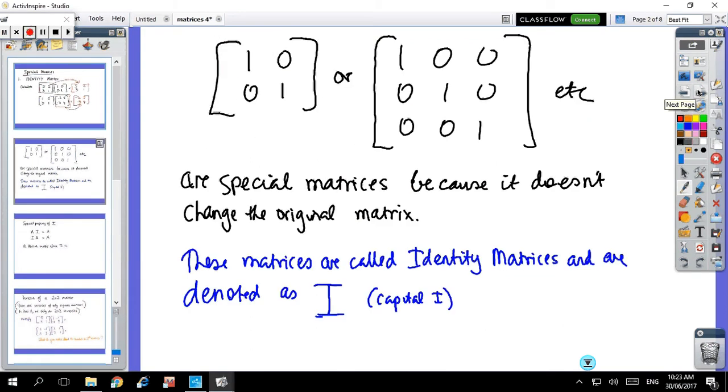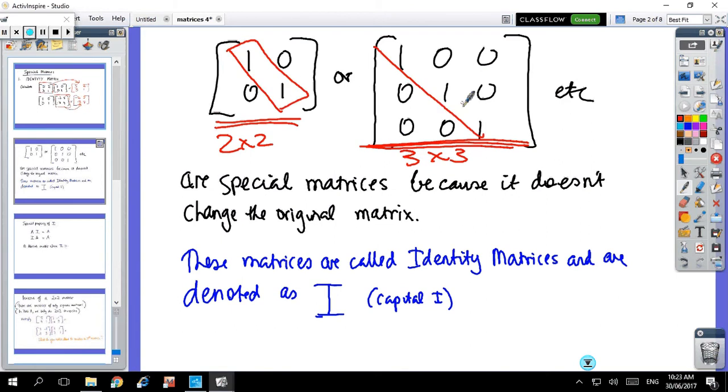So what these matrices are called, this 1, 0, 0, 1 for a 2x2, or even though we're not studying it this year, a 3x3 would be 1, 0, 0, 0, 1, 0, 0, 0, 1. So this diagonal is 1s, and we call that the leading diagonal, and everything else is zeros. Now when you have that matrix, that's a special matrix because it doesn't change the other matrix when you multiply. And this matrix is called the identity matrix.